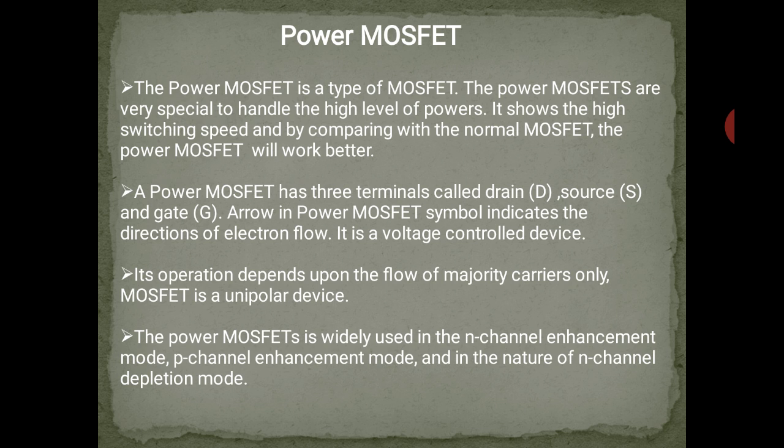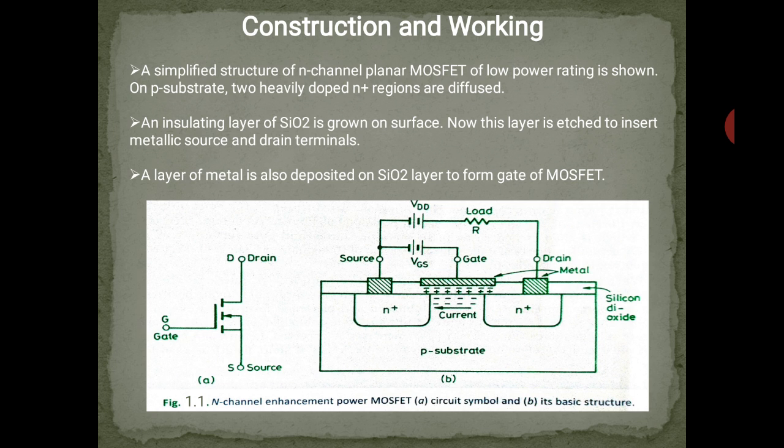Power MOSFETs are of two types, that is N-channel enhancement MOSFET and P-channel enhancement MOSFET. Construction and working of the power MOSFET. This is the symbol of N-channel enhancement power MOSFET.